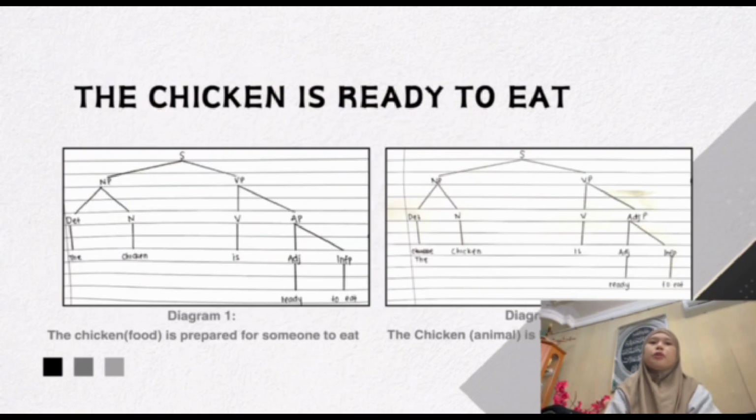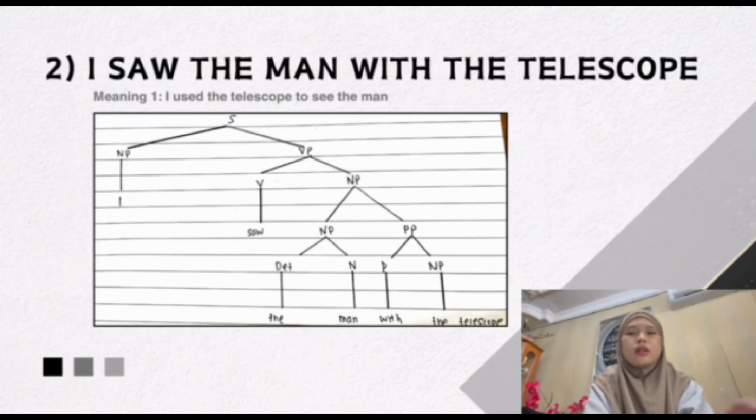The difference between the two diagrams is this: in the first diagram, "to eat" applies to the chicken as food, and in the second diagram, "to eat" applies to the chicken as the eater. Now let's look at another classic example: "I saw the man with the telescope."